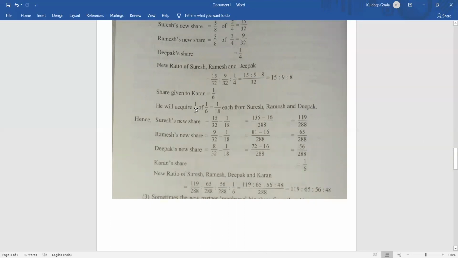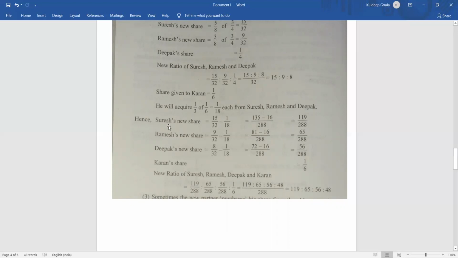1/3 of 1/6, because Karan's share is 1/6. So 1/3 of 1/6 will be how much? 1/18. Clear? 1/18 of what? It is the share which he is going to get from Suresh, Ramesh and Deepak. Suresh will give 1/18, Ramesh will give 1/18 and Deepak will also give 1/18. Clear? So this is their sacrifice. The sacrifice of Suresh, Ramesh and Deepak will be 1:1:1. Right? Now let's find out the new ratio.